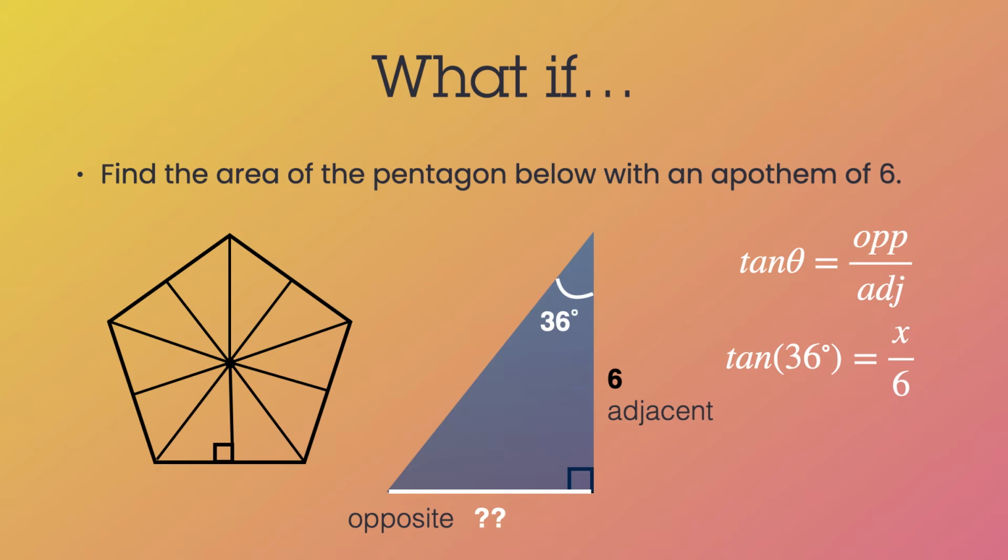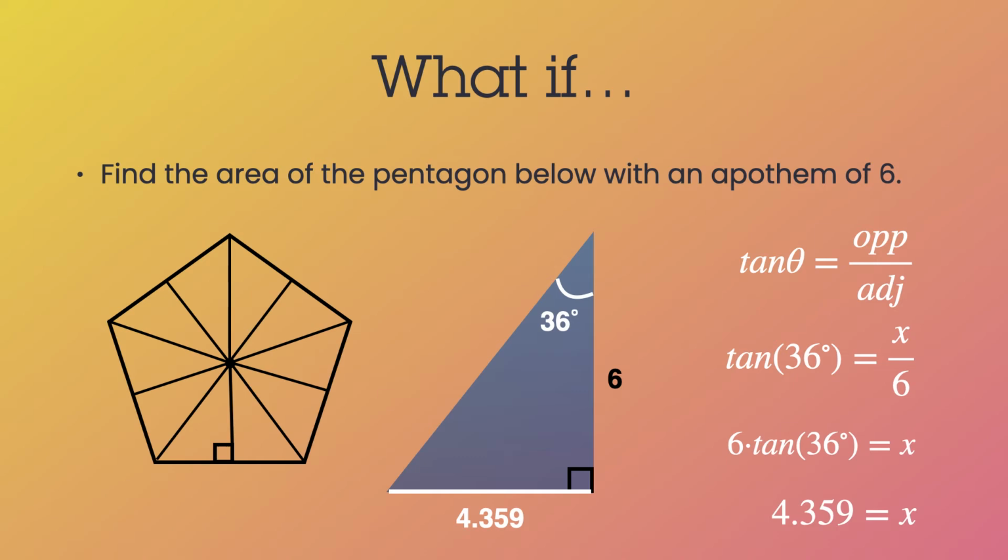I'm going to multiply both sides by 6 so that we cancel out the fraction on the right. And then we'll just go to the calculator and take 6 times the tangent of 36 degrees. Make sure your calculator is in degrees mode, but you should get 4.359 for x. So that is our opposite side, 4.359. Now this is not your final answer. We are quite far from our final answer right now.